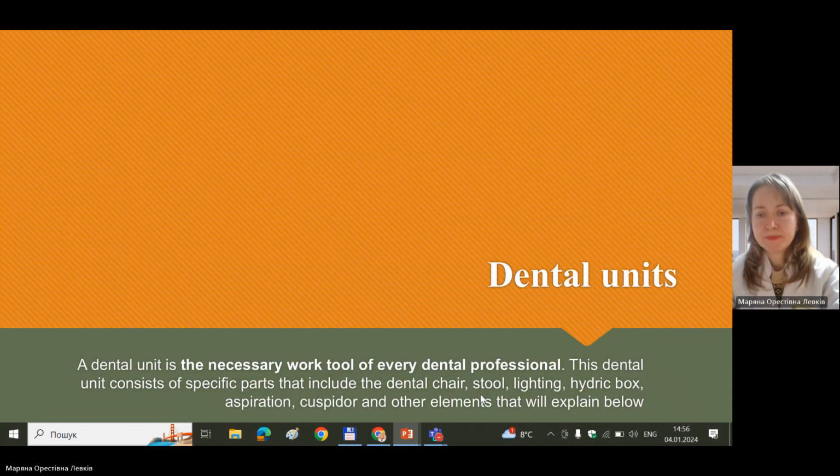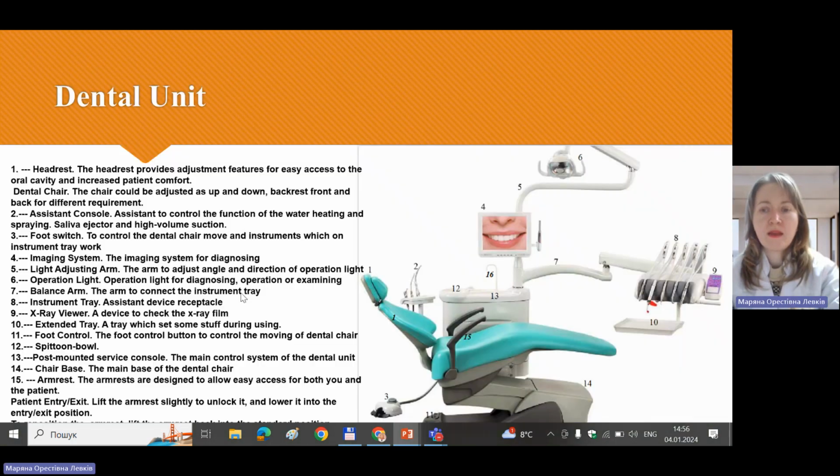Dental units. A dental unit is a necessary work tool of every dental professional. This dental unit consists of specific parts that include the dental chair, stool, lighting, hydraulic box, aspiration, cuspidor, and other elements that we'll explain below. So the dental unit is over here, and every part of it is highlighted by a number, and the numbers are described on that part of the slide.